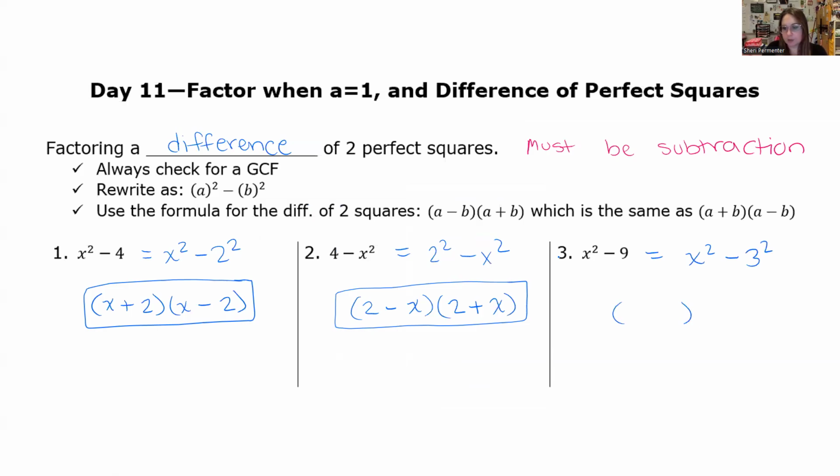And I'm going to use my formula. First things first, X is first, so X goes first. 3 is second, so 3 goes second. 1 has to be plus, 1 has to be minus. It doesn't matter which one. And I'm done. So that is a difference of perfect squares.